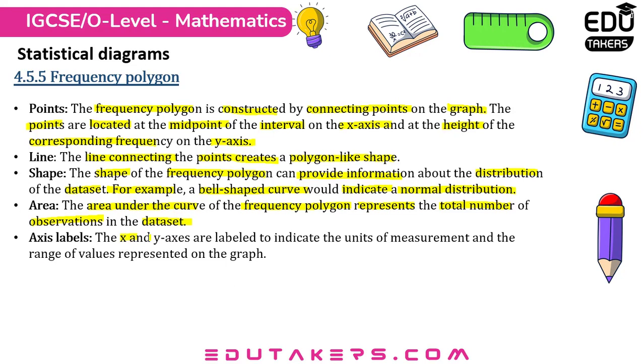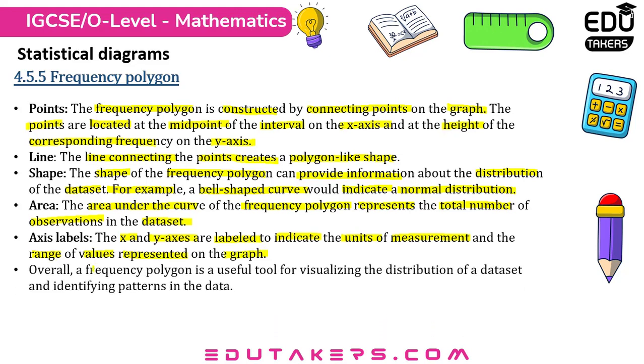Axis labels. The x and y axes are labeled to indicate the units of measurement and the range of values represented on the graph. Overall, a frequency polygon is a useful tool for visualizing the distribution of a dataset and identifying patterns in the data.